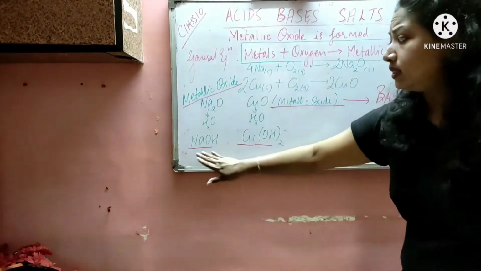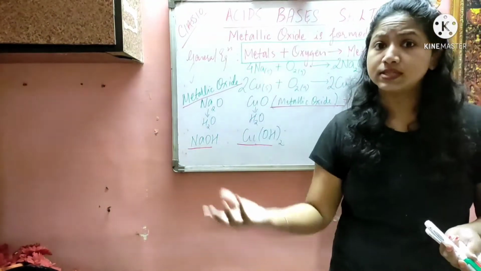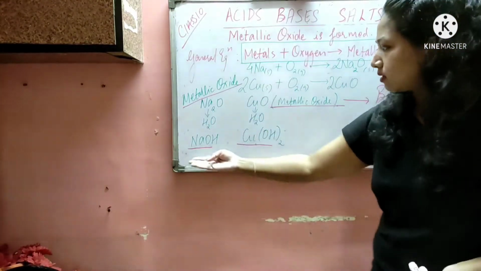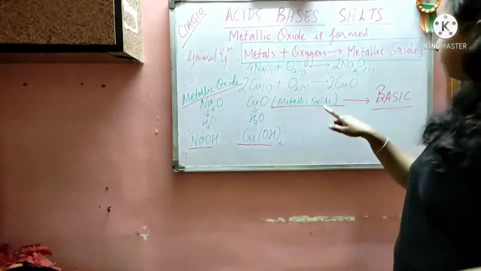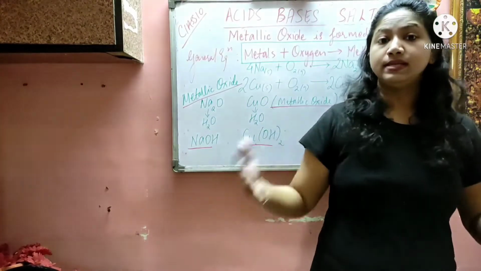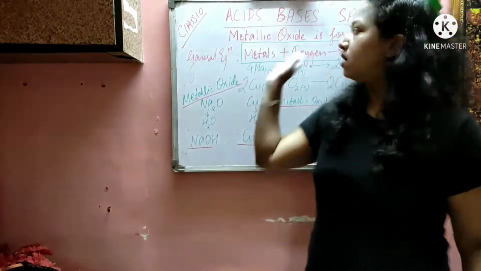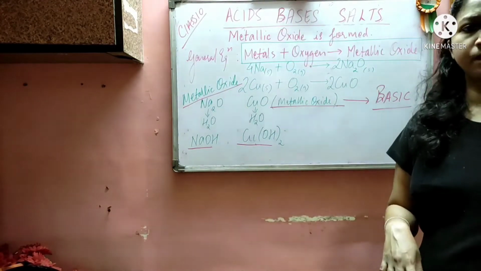Okay, so what are these, guys? Base. So when metallic oxide dissolves in water, what do you get? Base. Hence, metallic oxides are basic in nature. Understood? Hence it is said, guys, that metallic oxides are basic in nature. How? We have confirmed it over here.